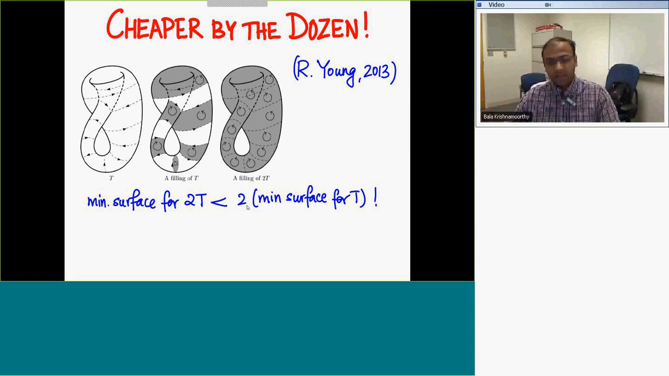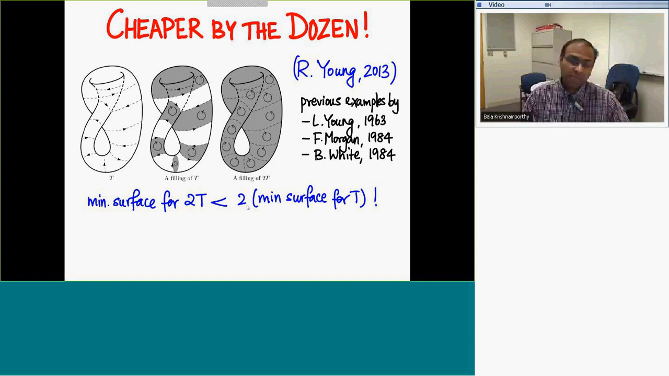There are examples like that. Of course, this is perhaps the easiest to understand example, maybe, but examples were given by Young 50 years back. As far as I know, there is no relationship between these 2 Youngs, but also Frank Morgan and Brian White gave similar examples. They were all in R4 at least. Of course, you do need to go to R4 to reach this Klein bottle.